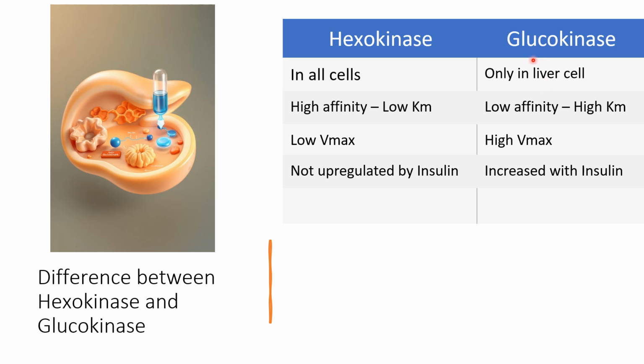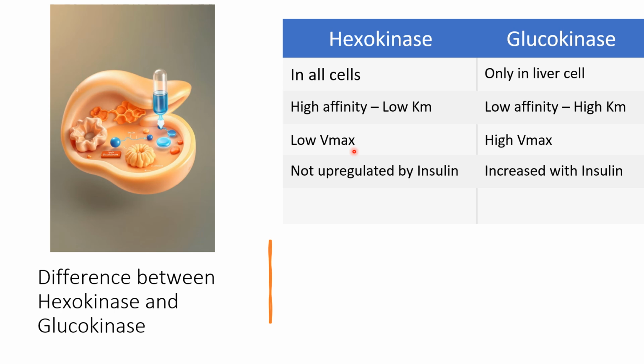So glucokinase is the enzyme present in liver cells, and it has a low affinity for glucose because it waits for all the other cells to take glucose in and convert it to glucose 6-phosphate. What is the third important point? The third important point is low Vmax. What is Vmax? Vmax is the maximum capacity that this enzyme can take up.